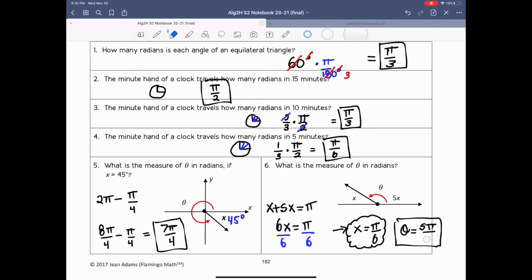Let me clean this up a little bit because that looks a little messy. All right, guys, and that is how we deal with radians and degrees and all that good stuff.